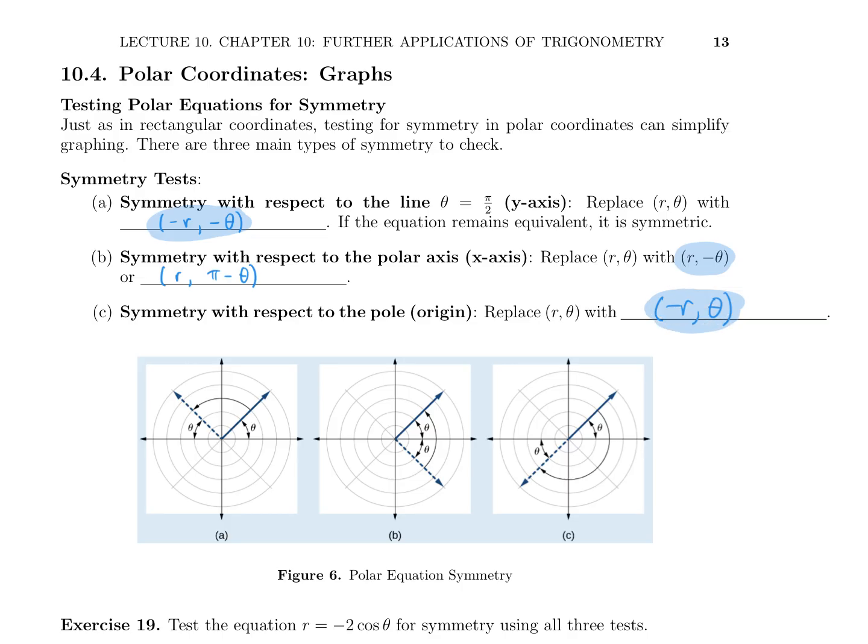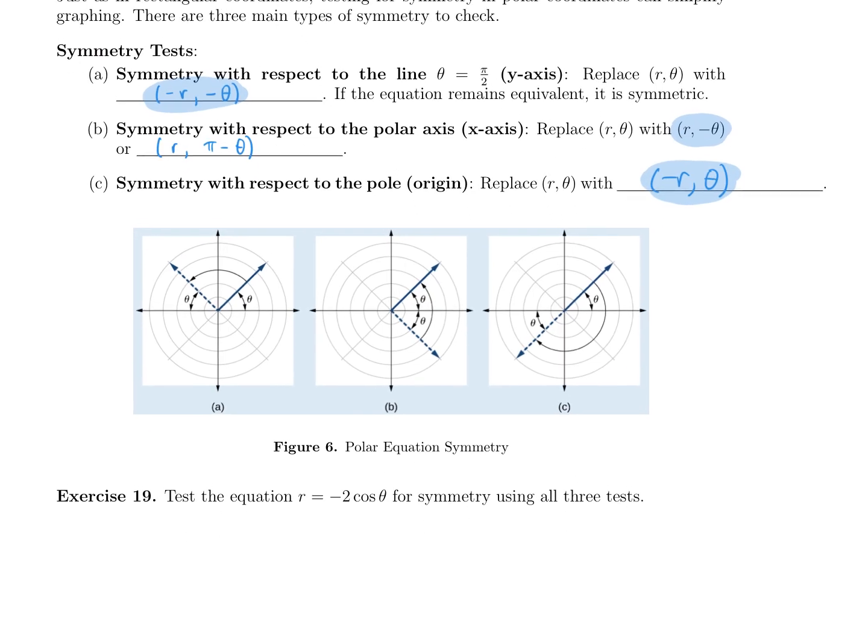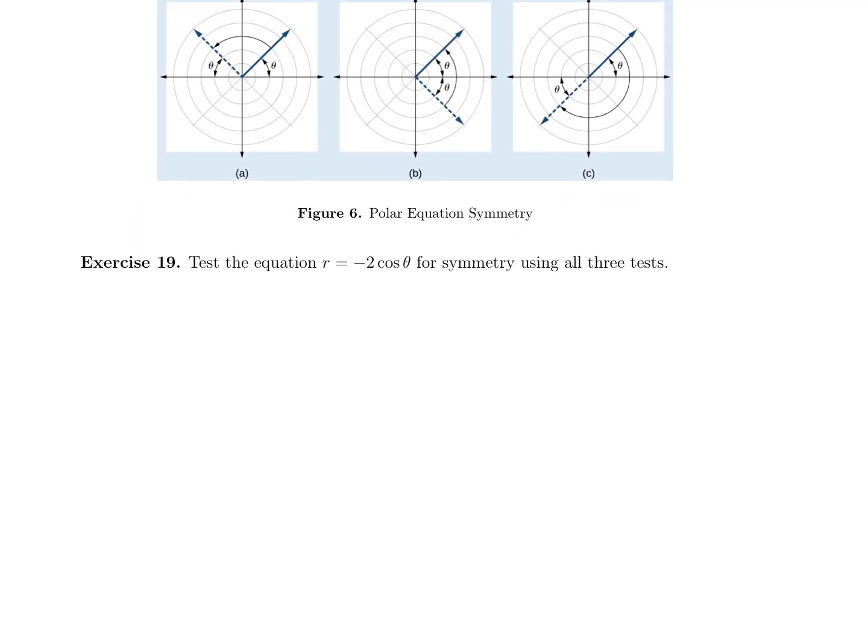So this is what symmetry would look like. Symmetry over the theta equals pi over 2 line would look like this. See how this gets reflected over the y-axis? Polar axis symmetry means that you would reflect this over the x-axis, just like that. And origin symmetry would look like this, directly across the origin. Those are the 3 different types of symmetry that you could possibly have in polar graphs.